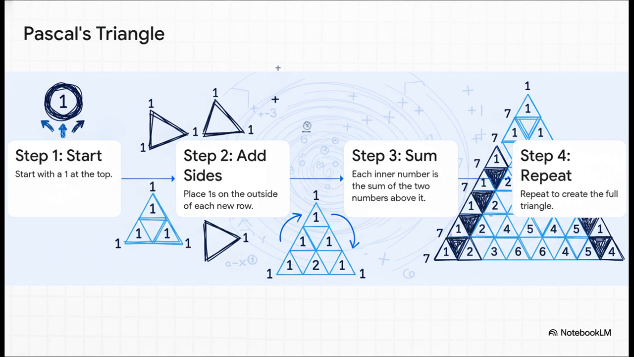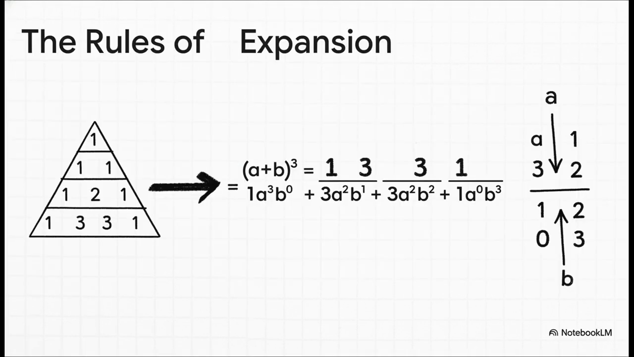Any number inside the triangle is just the sum of the two numbers right above it. See? 1 plus 1 gives you 2. 1 plus 2 gives you 3. You just keep going like that. Now here's the trick. Each row of that triangle gives you the special numbers, the coefficients, for an expansion. So if you're raising something to the power of 3, you find the row that starts with 1, 3, and there are your numbers.